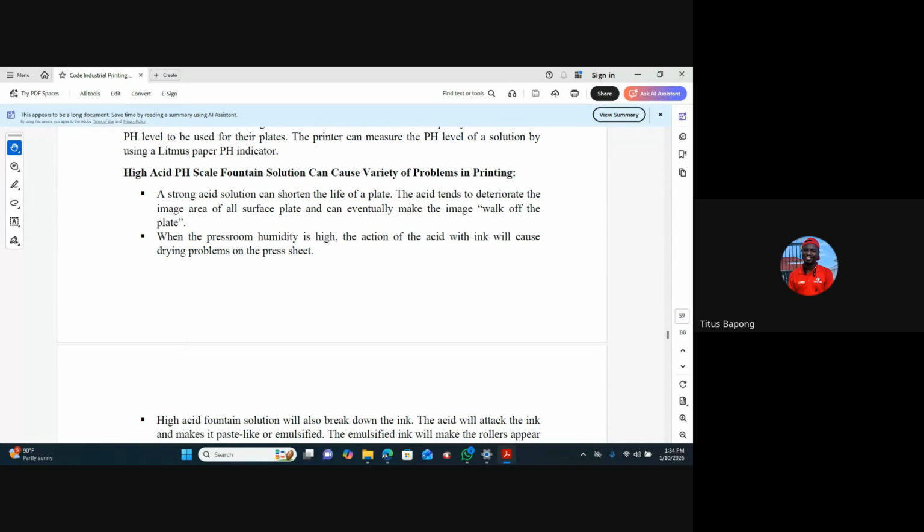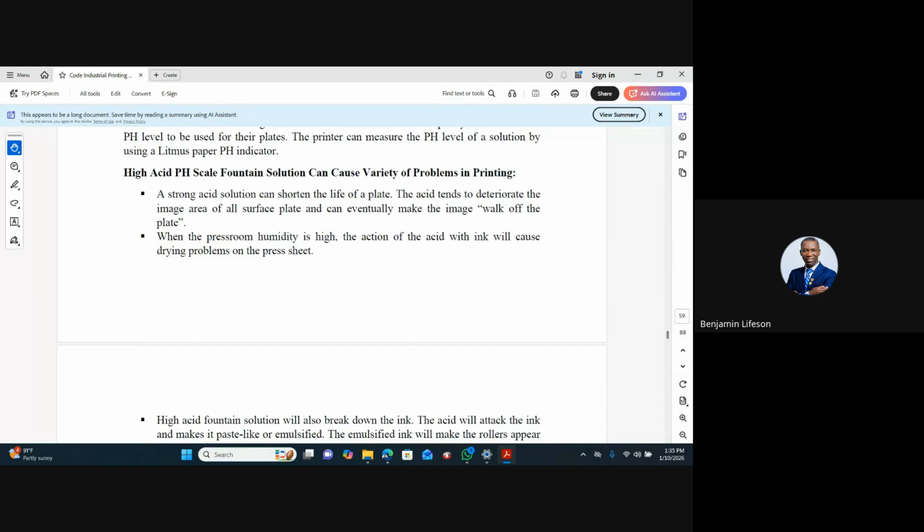High acid pH scale fountain solution can cause a variety of problems in printing. A strong acid solution can shorten the life of a plate. The acid tends to deteriorate the image area of all surface plates and can eventually make the image walk off the plates. So you can see that the image can corrode easily if the acid is very high. You know that you are dealing with acid, and acid can even corrode our skin. So if it's very high, you are going to destroy the lifespan of the plate.